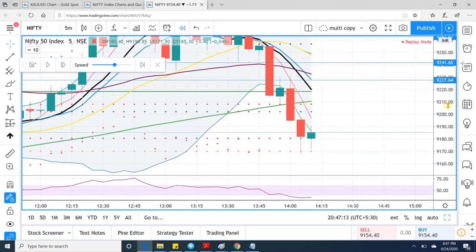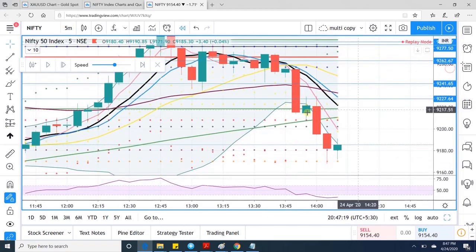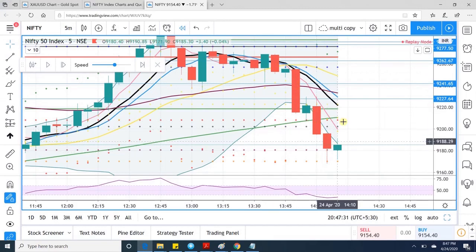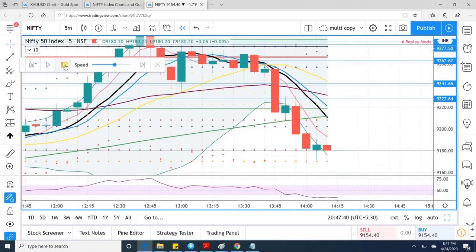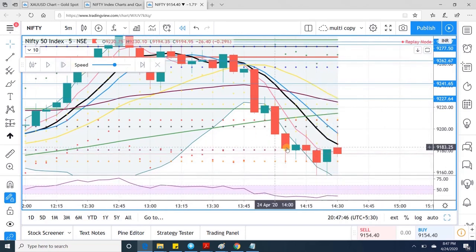One important point again: if you see price coming down, and this is the Bollinger Band I am using, see how price has again moved away from the moving average. So retracement will come if price is too far from the moving averages. If price is away from the moving average, we will see a little retracement to the moving average. Let us see if that is going on here. See this, now it was falling, and now it is consolidating, and it is a retracement to the moving average. It has now touched the 8 moving average.